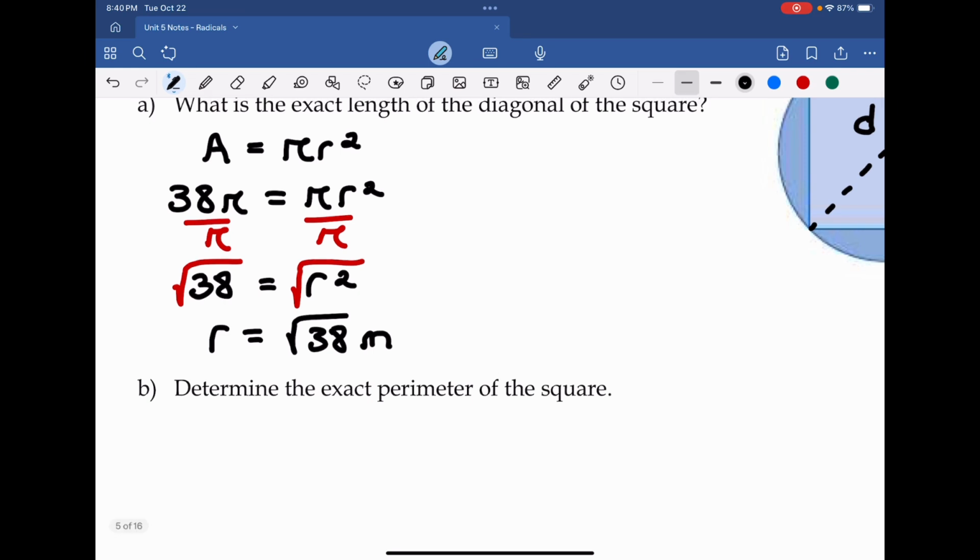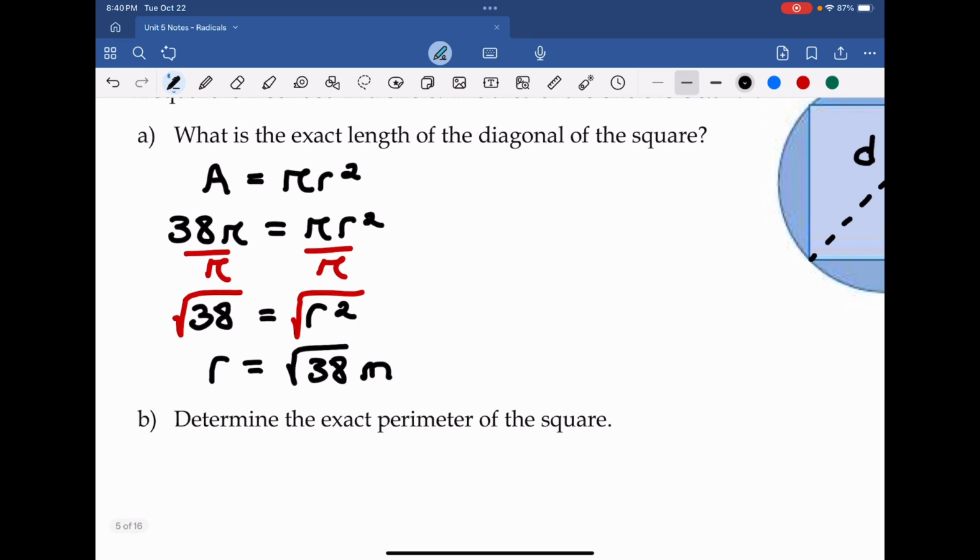Perfect. So this is the exact value. When they say exact length, we don't want to put it as a decimal. I know it's tempting, but we're going to leave it as this. This is our radius. Now we want to figure out the diagonal.